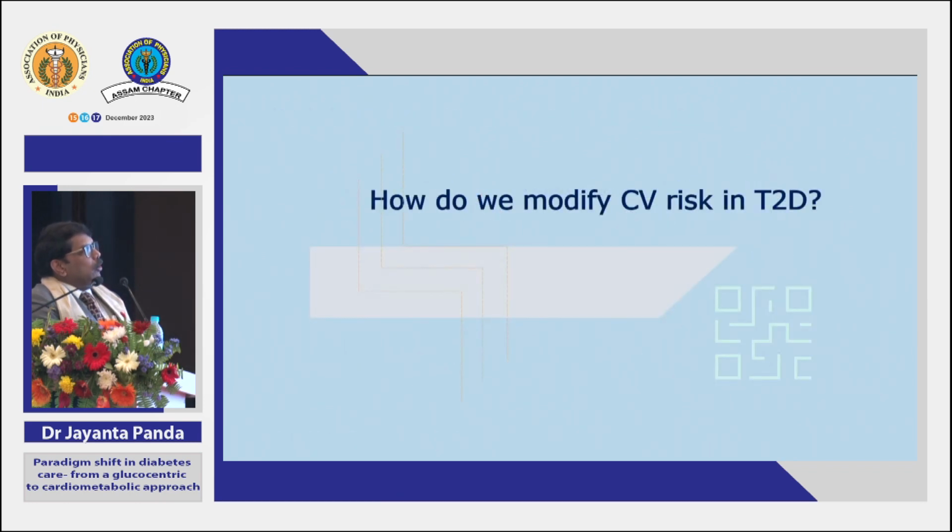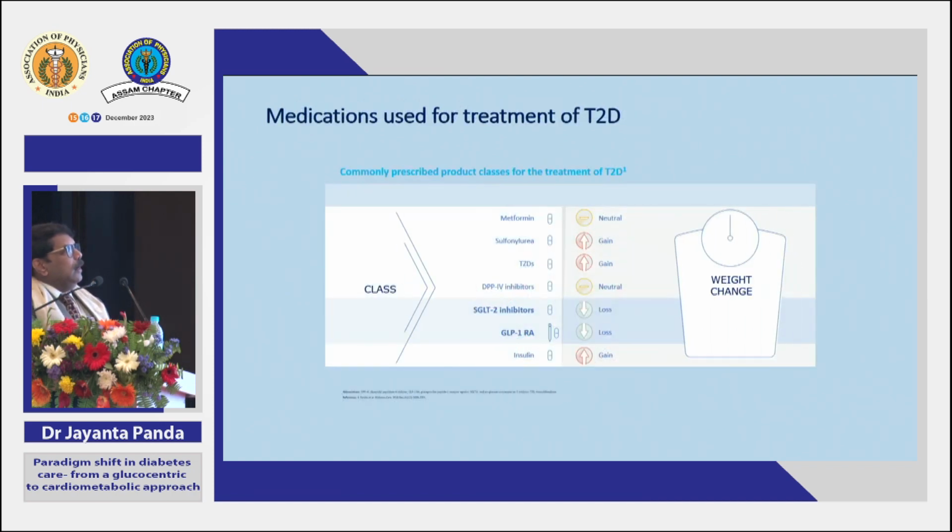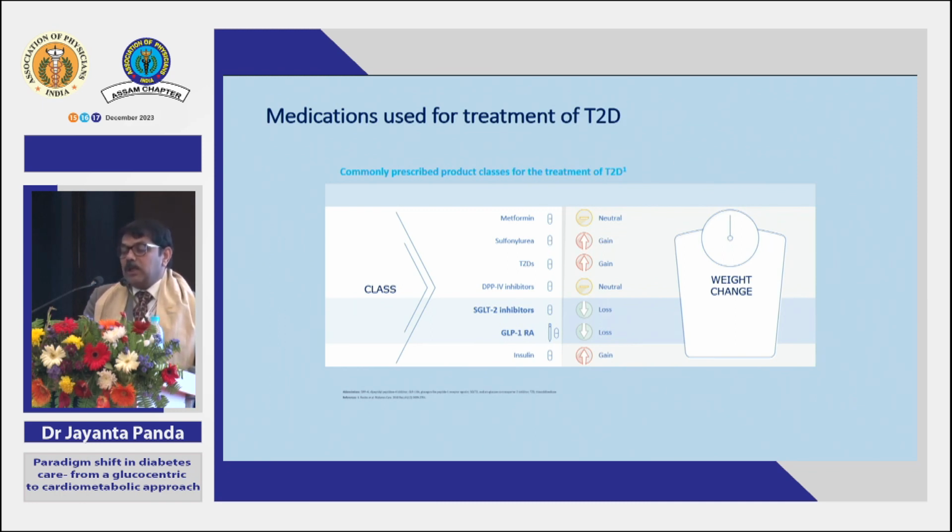So we modify CV risk in diabetes. How? We know that we have to stress upon lifestyle, anti-inflammatory therapy, weight management, platelet inhibition, management of dyslipidemia, and glycemic control. And if you see the effect of the different drugs on weight, there are weight neutral drugs like metformin, weight enhancing drugs like sulfonylurea and glitazone as well as insulin, and weight reducing drugs like SGLT2 inhibitors and GLP-1 agonists, already told by Professor Ashok Das.